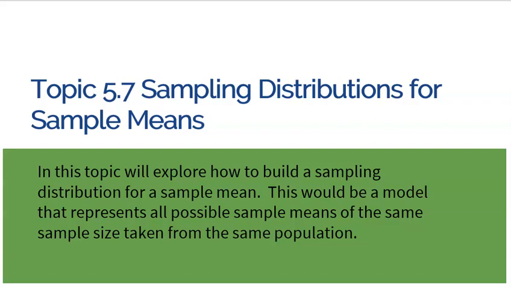In this topic, we will explore how to build a sampling distribution for a sample mean. This would be a model that represents all possible sample means of the same sample size taken from the same population. So the idea is this: if we take a sample of data out of a population, we can get a mean from that sample. But we could take another sample out and get another mean. We could take another sample out and get another mean. We could take another sample out and get another mean. As long as all of our sample sizes are the same and we were taking them from the same population, we could build a sampling distribution to show us what all of these different possible sample means could look like.